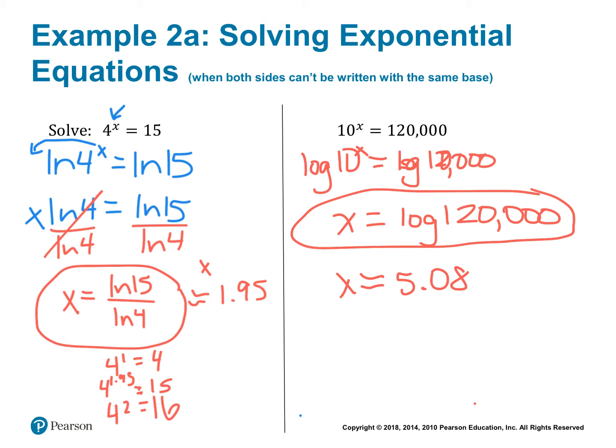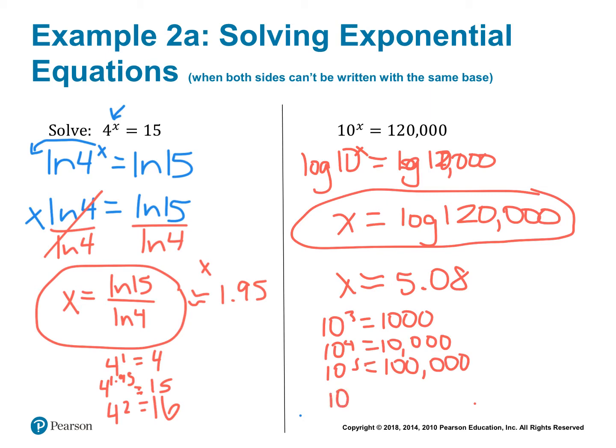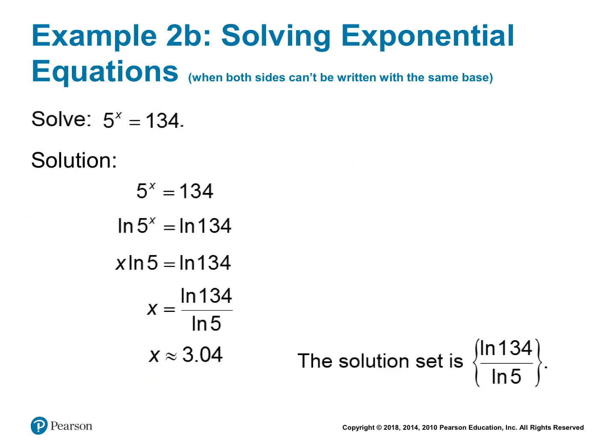Okay, so let's see if this would make sense. I know 10 to the third is 1,000. 10 to the fourth would be 10,000. 10 to the fifth is 100,000. So 10 to the 5.08 is going to be a little above that, so about 120,000. So that would make sense. And here's another one you can just look at on your own for an extra example.